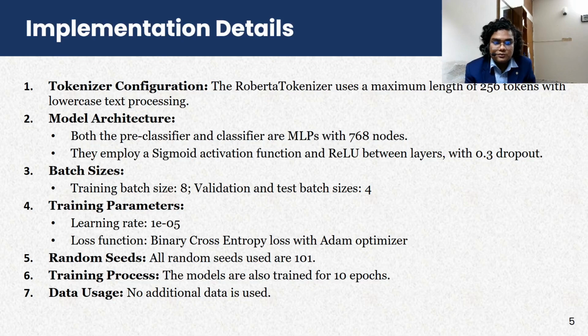For the training parameters, we use a learning rate of 1e-5, and for the loss function, we use binary cross entropy loss since it is a binary classification task, with the Adam optimizer. All the random seeds in our experiments were set to 101. As for the training process, we trained each model for 10 epochs, and we did not use any additional data.